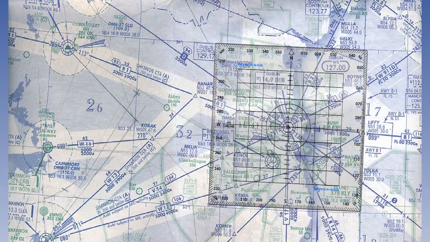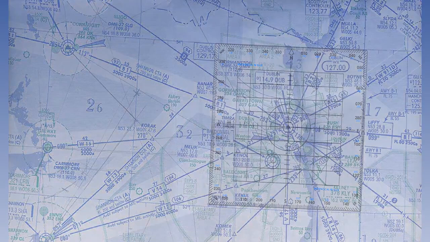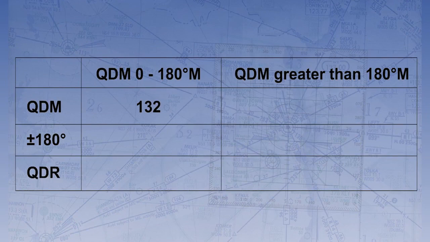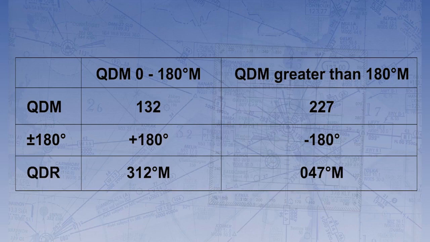We have to measure bearings from the navigation aid, not the aircraft, because it is the VOR or NDB which is printed on the chart, not the aircraft position. We therefore need the bearing from the VOR or NDB. If the information is presented as a QDM, we must convert it to a QDR. As these examples show, this is simply achieved by adding or subtracting 180 degrees.